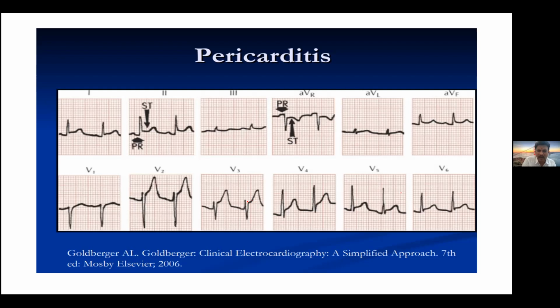I am trying to draw a line from the J point to the peak of the T wave. See here, everywhere I draw a line, the ST segment is below the line and it is concavity upwards. So again, it is not acute MI. Distribution-wise, it is present throughout the QRS complex. All leads have ST elevation.